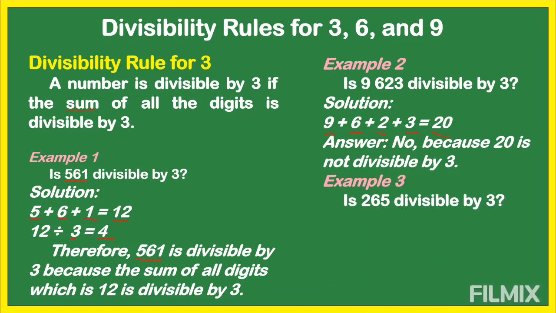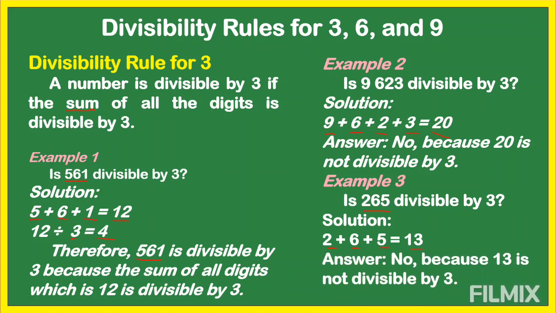Another example. Is 265 divisible by 3? Yes or no? If your answer is no, then you are right. We're going to add all the digits. That is 2 plus 6, 8 plus 5 is equal to 13. And 13 is not a multiple of 3. That is 3, 6, 9, 12, 15. 13 is not there. So that's the way we're going to know whether a number is divisible by 3 or not.